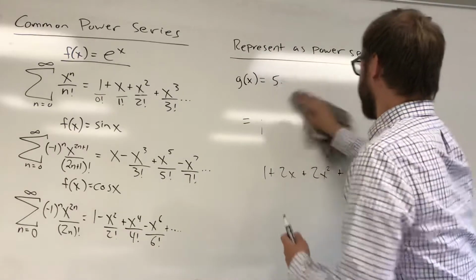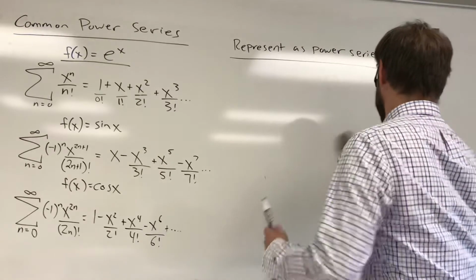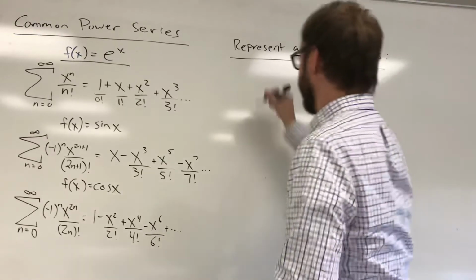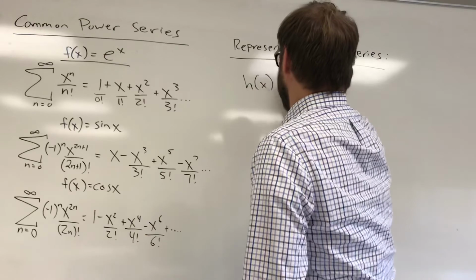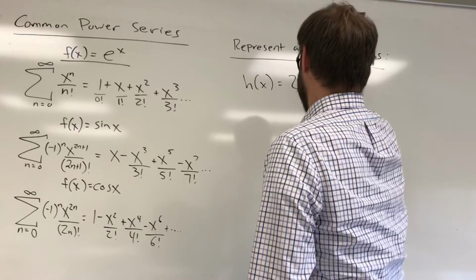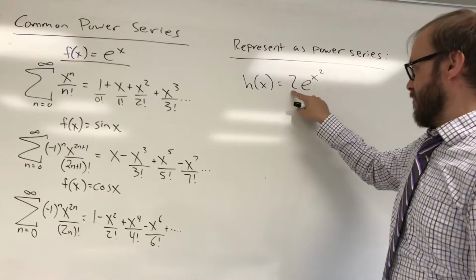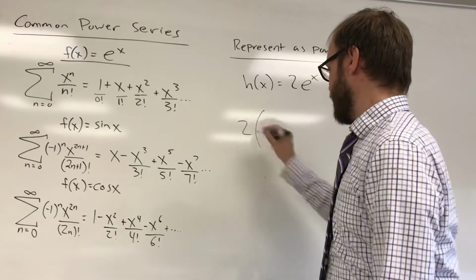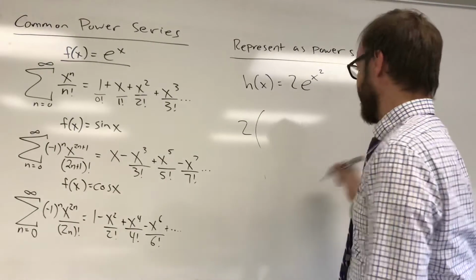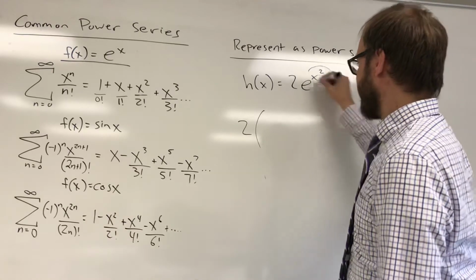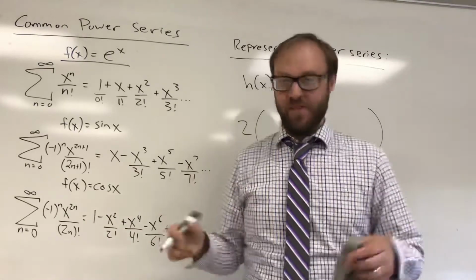Let's say I want to do something like h of x is equal to, let's do 2e to the x squared, okay? So two things happening. My function's being multiplied by 2, okay? So maybe we want to have the whole function being multiplied by 2 out in front. And then instead of having an x as my input, I have an x squared as my input.